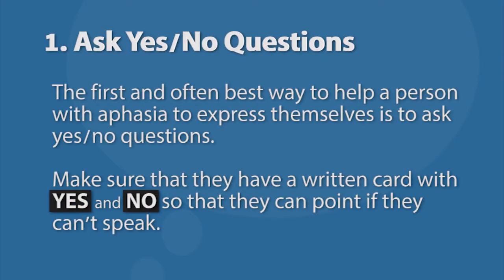Number 1. Ask yes/no questions. The first and often best way to help a person with aphasia to express themselves is to ask yes/no questions. Make sure they have a written card with yes and no so that they can point if they can't speak.